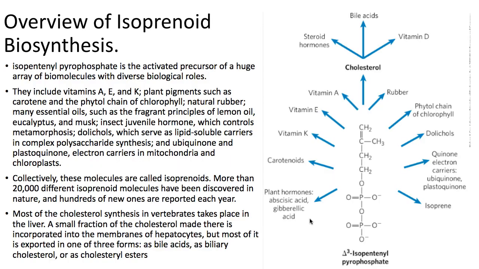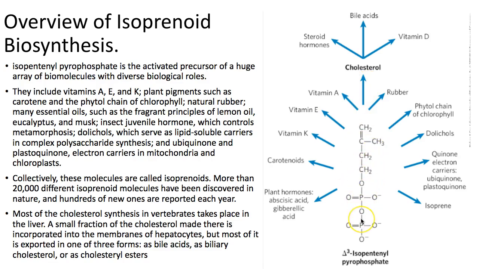So now that you have this activated isoprene, this is actually a key intermediate that forms more than just cholesterol. Cholesterol is used to make vitamin D, bile acid, and steroid hormones, which we talked about more in one of the previous lectures in the introduction of lipids.